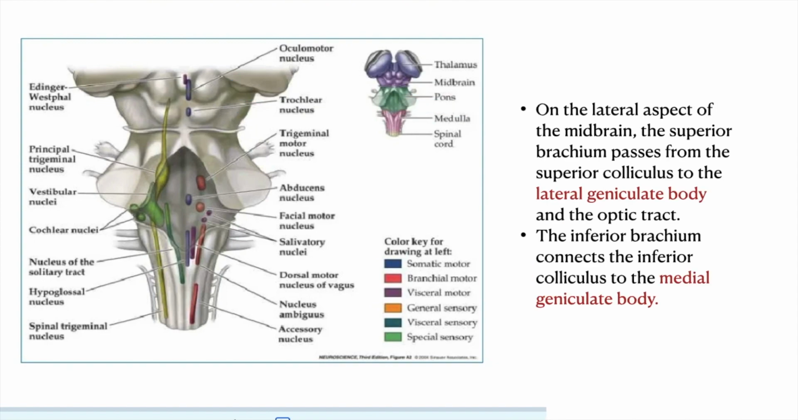On the lateral aspect of the midbrain, the superior brachium passes from the superior colliculus to the LGB, which is the lateral geniculate body, and the optic tract. The inferior brachium connects the inferior colliculus to the medial geniculate body.